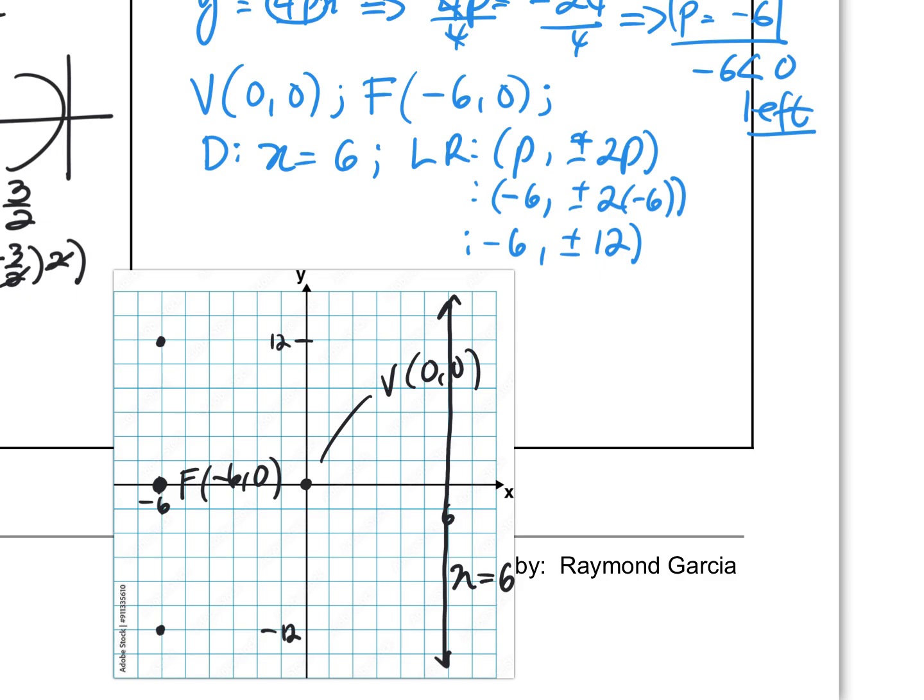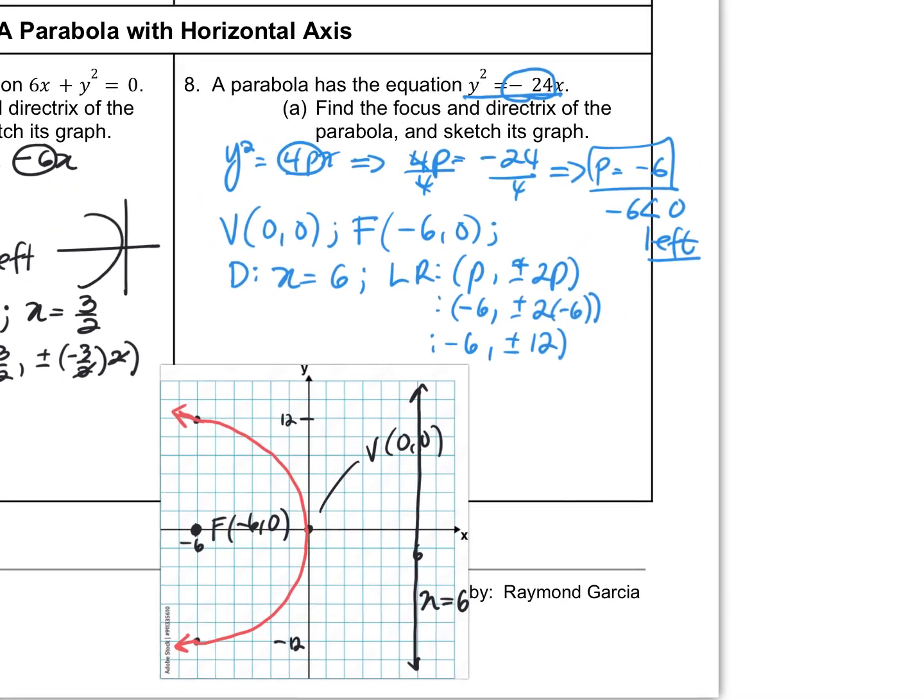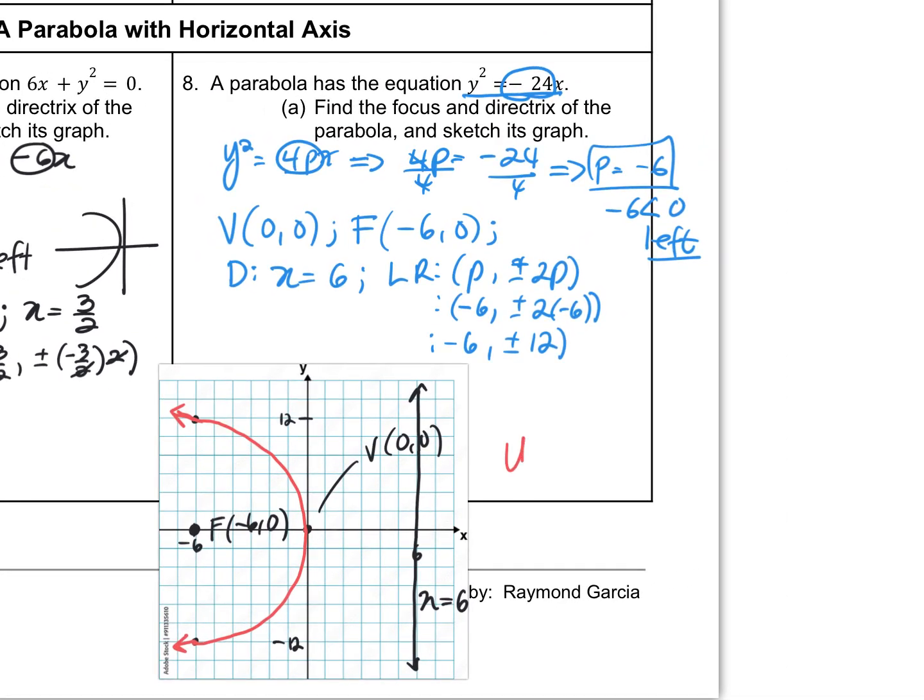Having all this information, I can now graph my parabola. So it's going to be looking this way. It's not accurate, but we can use a graphing calculator to make it more accurate. So this is now the graph of our parabola. This is the graph of y squared is equal to negative 24x.